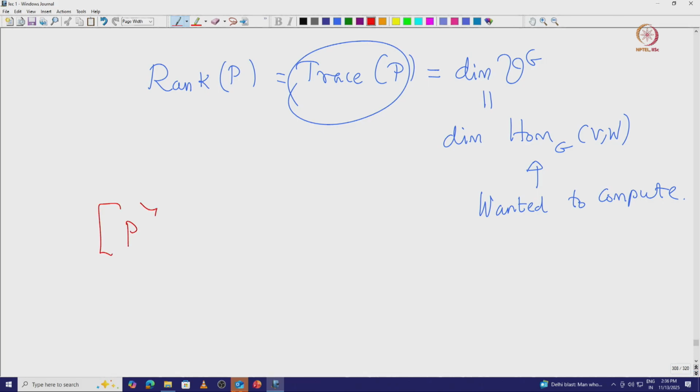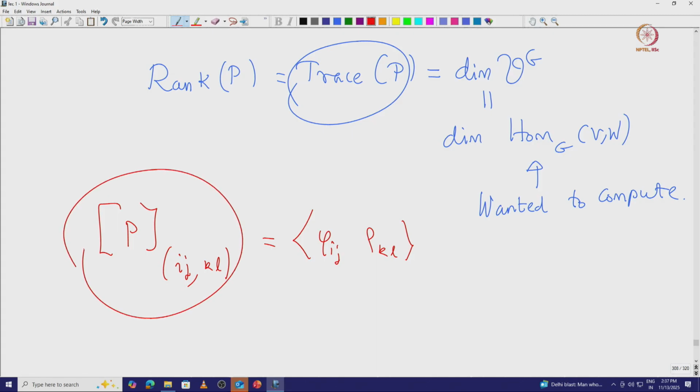So, let me recall the inner product between this phi_ij and rho_kl was given by the (ij, kl) entry of this projection map, and this trace was just nothing but the inner product between the characters. So, that is how everything about the orthogonality immediately followed from understanding only this projection map.